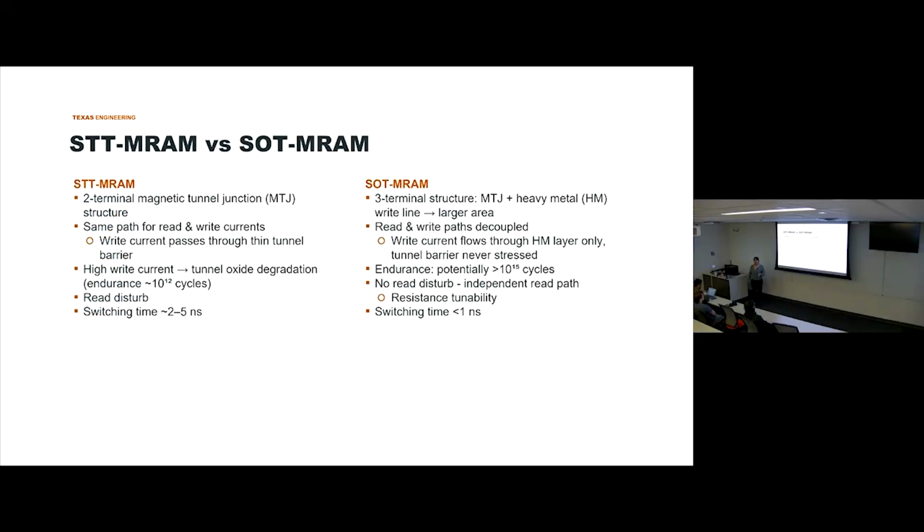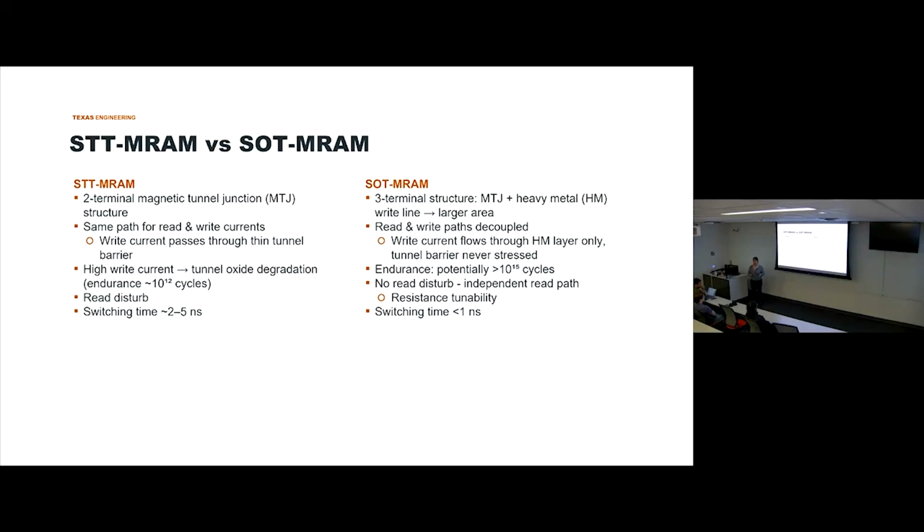A comparison between STT-MRAM, which we learned in class, and SOT-MRAM: STT-MRAM is a two-terminal MTJ structure. This means that the read and the write currents go through the same path. This can cause degradation to your tunnel oxide barrier, which limits endurance to about 10^12 cycles, and can also have issues with read disturb, and the switching time is around 2 to 5 nanoseconds.